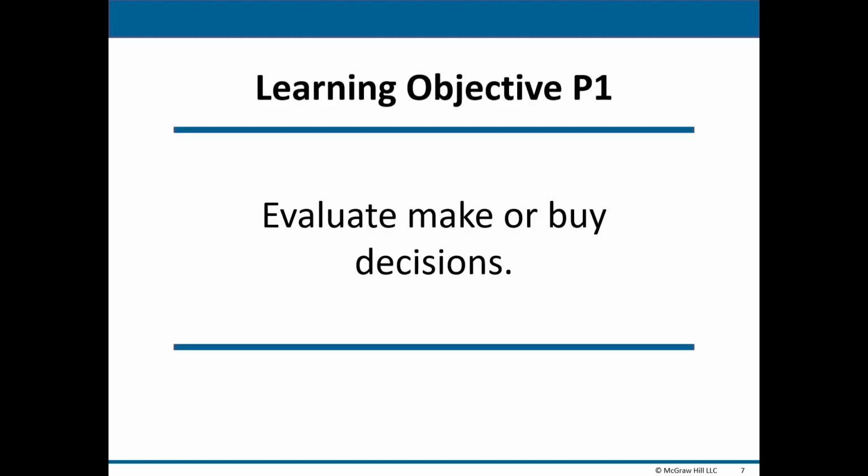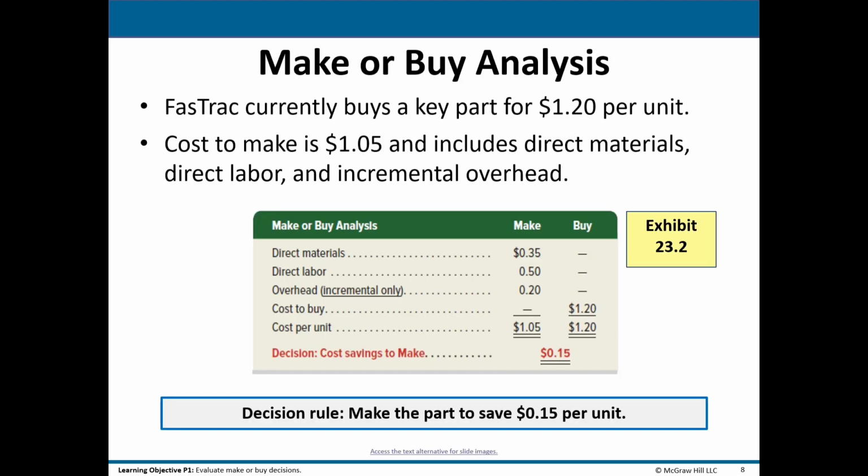We'll now talk about make or buy decisions. So let's look at Fast Track's make or buy analysis for one of their key parts. It costs them $1.20 in order to buy the part right now. In order to make the part, the direct materials and direct labor are 35 cents and 50 cents respectively. But then you'll notice we have an overhead amount of 20 cents per part, which is an incremental cost only.